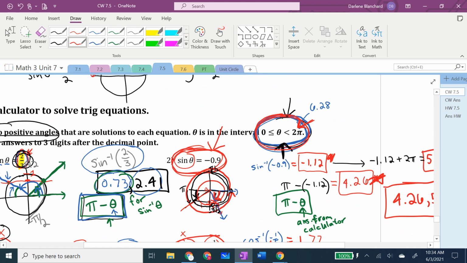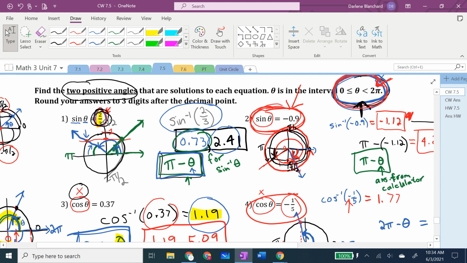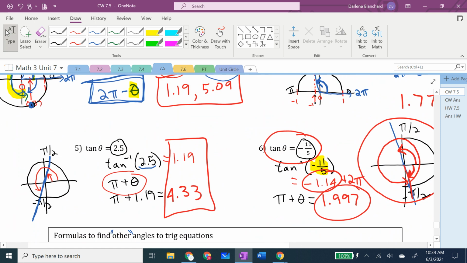Woo! Now realize that if you ever had the other three trig functions, you could reciprocate them and just do these as is. And so that means you know how to work with all six.